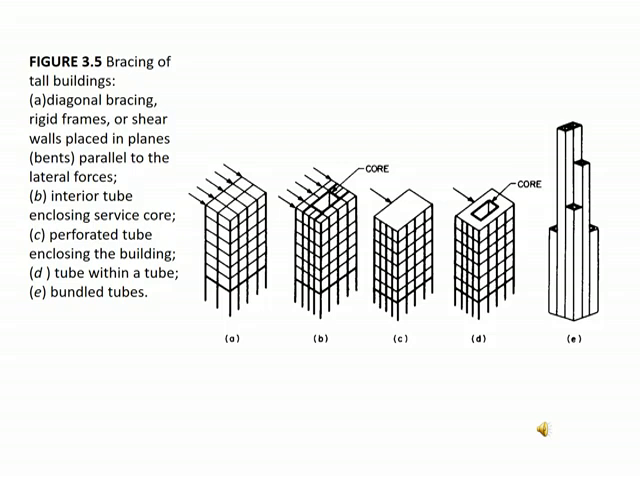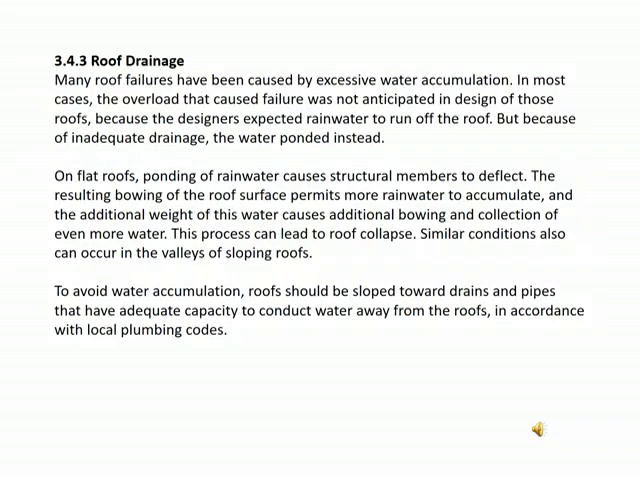Talking about roof drainage. Many roof failures have been caused by excessive water accumulation. In most cases, the overlooked factor that caused the failure was not anticipated in the design of the roof structure. So at the time we design, we don't concern ourselves with too much accumulation of water on the roof, so that when a lot of rain falls, the roof becomes a water reservoir. In this case, the water leaks into the building, so the roof can fail.